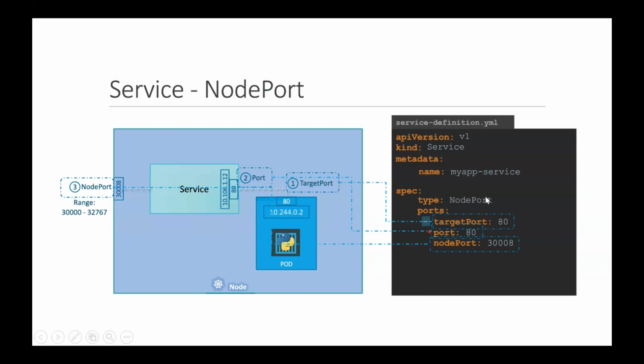Okay, you can see how we write the YAML definition of creating the service. We provide the API version, kind, metadata, and spec. In API version, we provide v1, kind is Service, metadata, you can provide any name, and in spec you can see type is NodePort. Ports we have provided: target port is 80, and this port is 80, and node port is 30,008. Okay, so with this configuration, this will create a node port service, something like this.